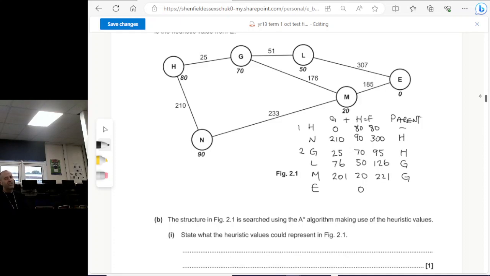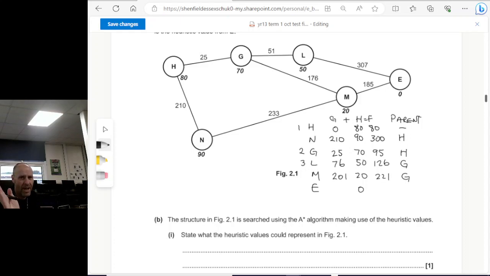End of that iteration of the A star. So we can see we've visited 2 nodes. We've got 3 that are in the open set. E hasn't even come into the picture yet. Right, so we're going to look at the F and we can see N is 300, L is 126 and M is 221. So we're going to pick the lowest, which is L. So L becomes our third pick.